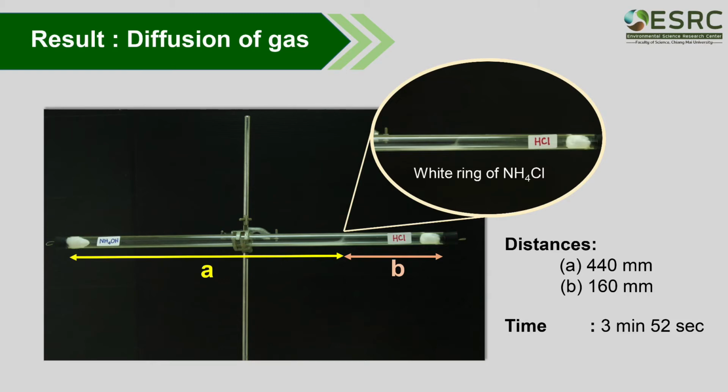The distances from the cotton ball to the white ring from both sides were 440 millimeters and 160 millimeters. The reaction took 3 minutes and 52 seconds. Students should record this data in the report.